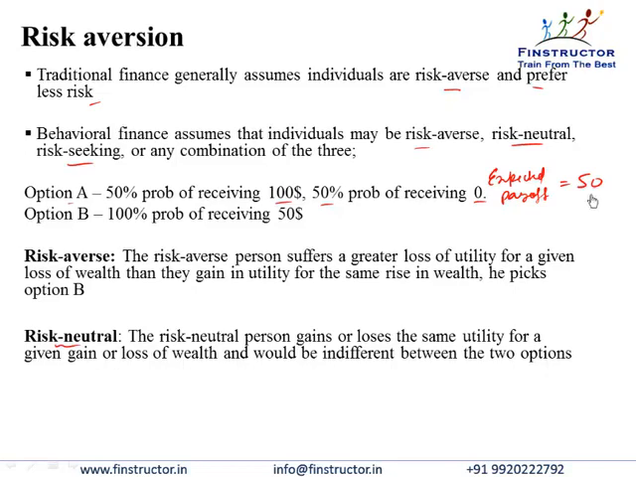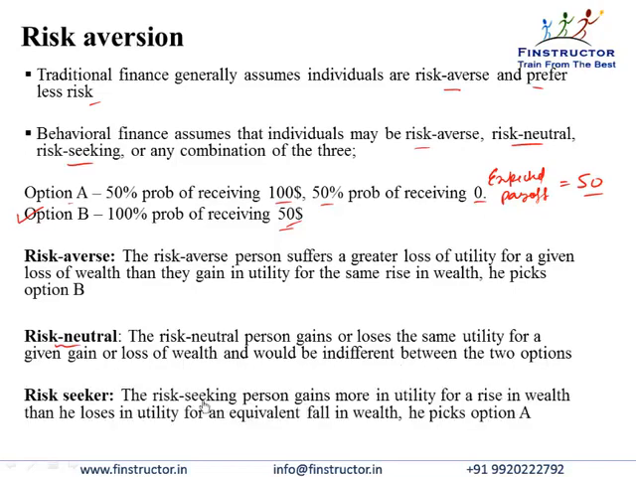That means he realizes that in both cases my expected payoff is 50. So he probably tosses a coin and picks option A or option B because he is indifferent between the two options. A risk averse personality will actively seek option B. He is happy with $50. He doesn't want to risk getting nothing. A risk seeking personality will actively go out and seek option A because he is lured by this chance of making $100.